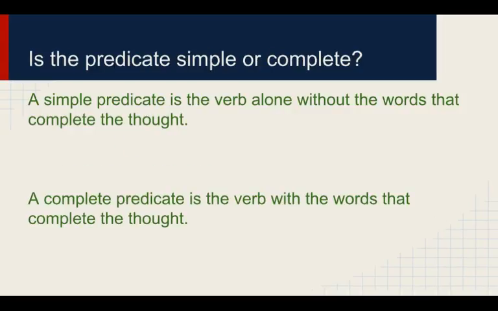A predicate can also be simple or complete. A simple predicate is the verb alone without the words that complete the thought. A complete predicate is the verb with the words that complete the thought. So, essentially, if I'm asking for something simple, whether it's subject or predicate, it's only going to be one word. But if it's complete, it's all the words that go with it.